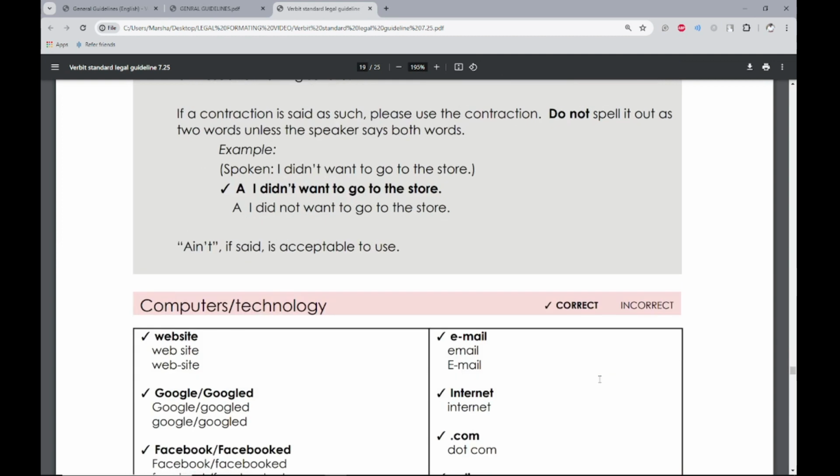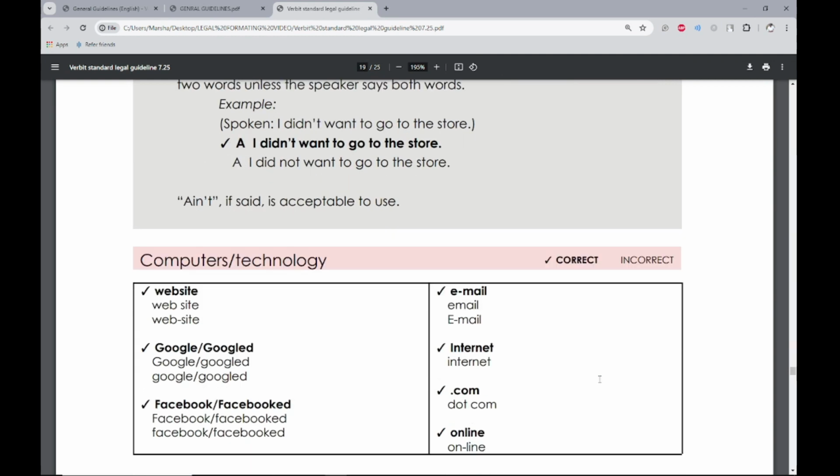Okay, let me see if we are done. Then we have this one. For most of the companies, we are going to use email with a hyphen, but not all of them. You have to be keen with that. So all those things I'm telling you, you are supposed to look for when you are given the guidelines by the company. Just note those things.